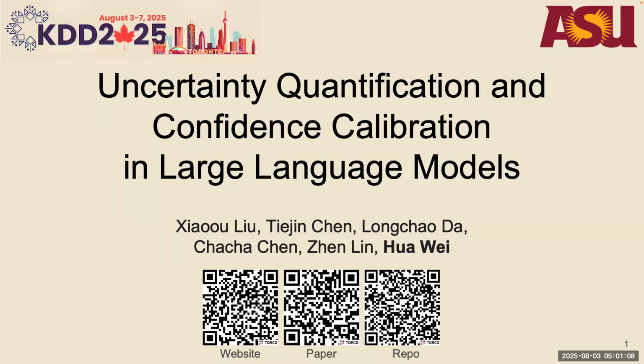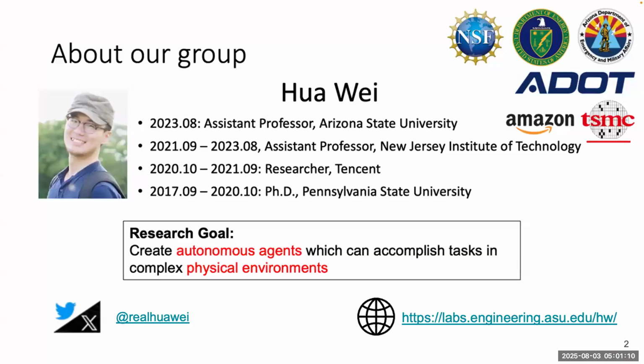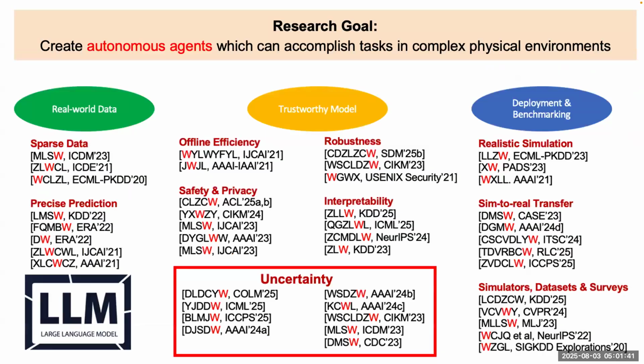All right, and so a little bit about me. My name is Huawei. I'm currently an assistant professor at Arizona State University. Before that, I got my PhD at Penn State, and then I went to academia for a while, and spent 2 years in another university. The overarching goal for my group has always been to create autonomous agents which can accomplish tasks in complex physical environments. And in order to do that, we focus on 3 aspects.